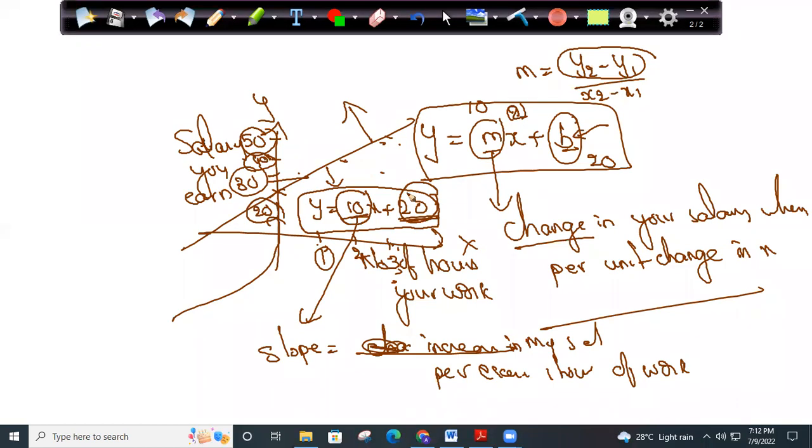So what is our intention in today's class? Entire class, we would be solving only questions based on the slope and questions based on the y-intercept. We'll be identifying those questions. Once we identify those questions, we'll solve, okay?